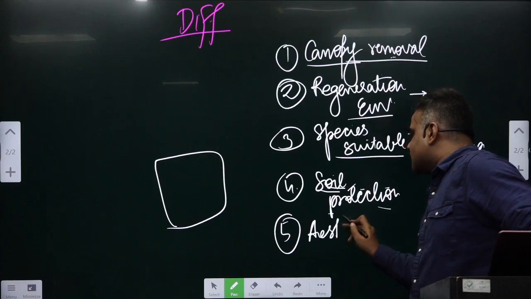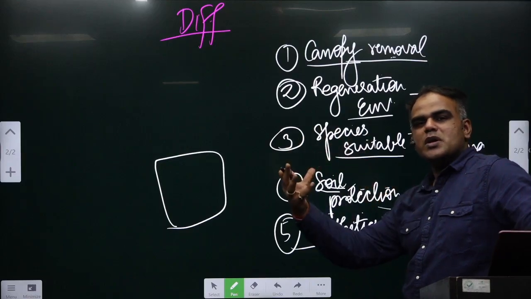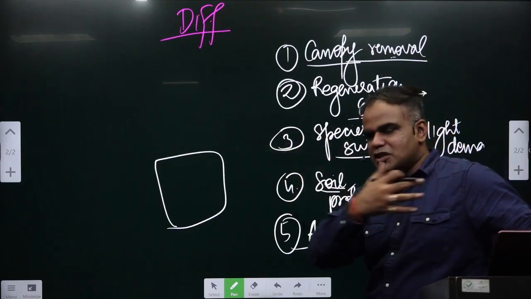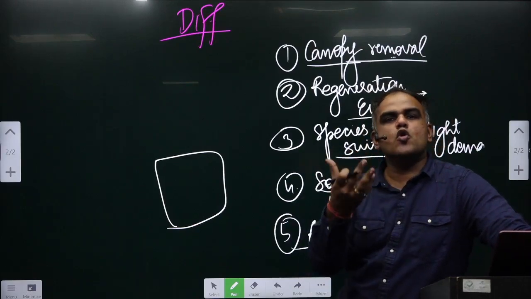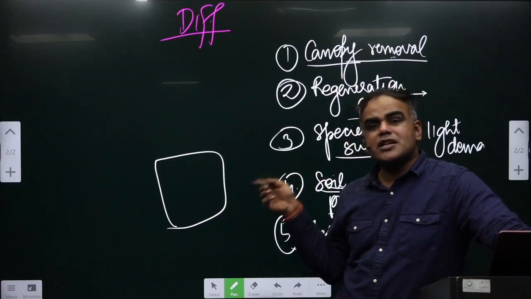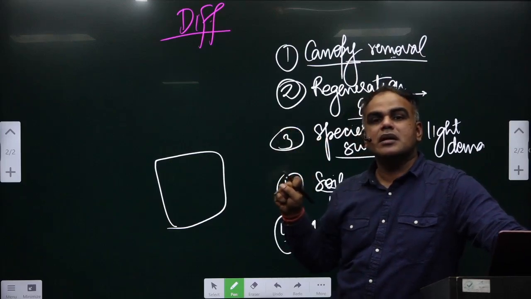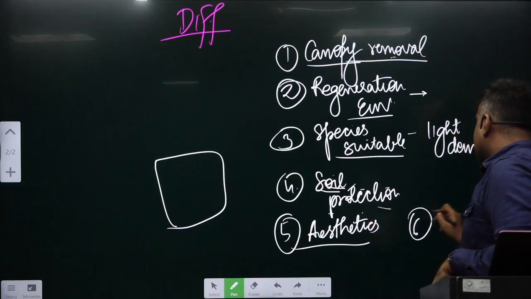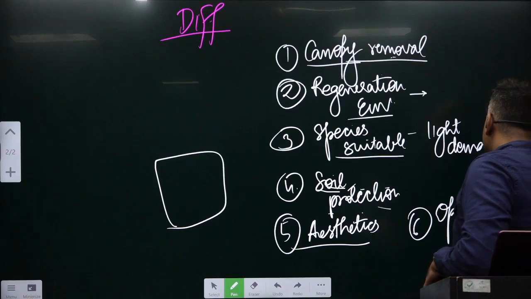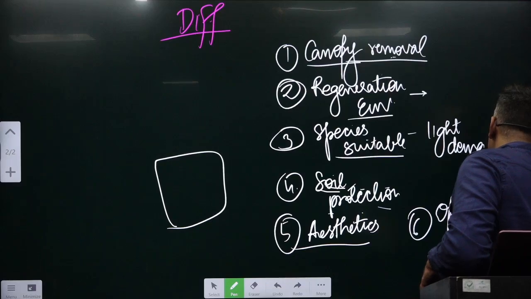In terms of aesthetics or visibility, in a clear felling system there is total barren or deserted land because all trees are cut down, and it does not look good to the eye. Whereas in a shelter wood system, because there is gradual removal and proper canopy management, it is also better looking. Last part, operational complexity.